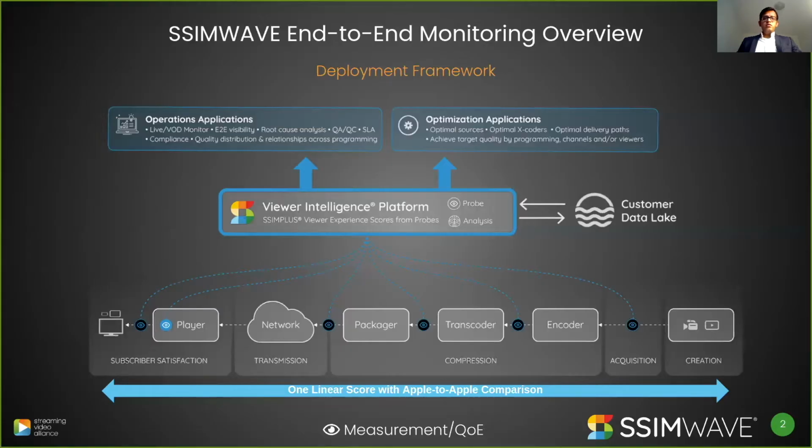Here is a quick overview of the SimWave monitoring deployment approach. It contains both quality of service and pixel level impairments and monitors across all points in the video streaming delivery chain, starting from content creation all the way up to content consumption stage. The Viewer Intelligence platform collects the data from distributed software code and presents that information to the users in a single pane correlated end-to-end view.